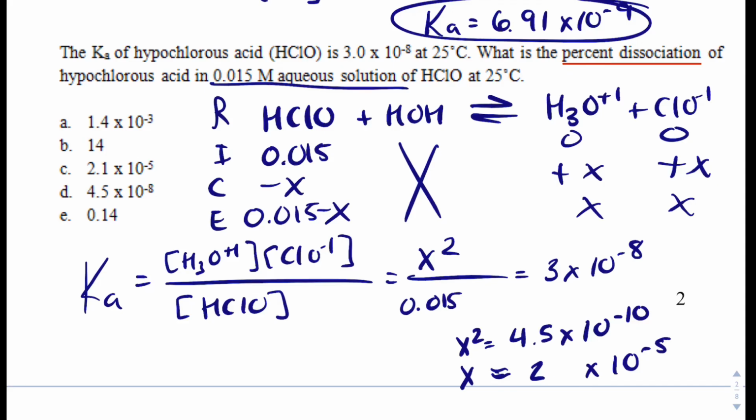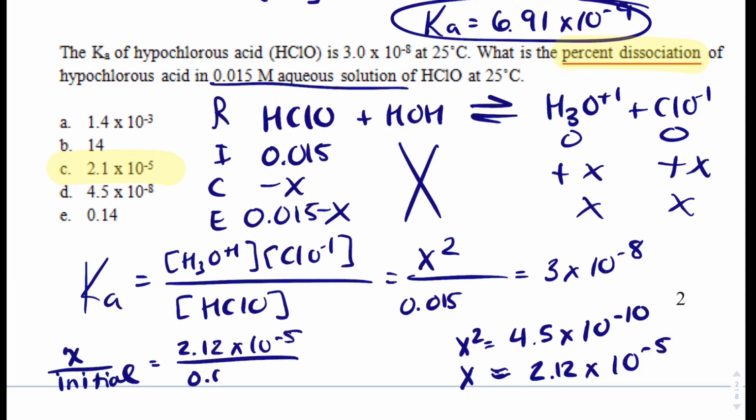And it's 2.12. But notice, here's why AP Chemistry is so hard. That's an answer, but that's not the percent dissociation. The percent dissociation is your x divided by initial, and x represents how much actually broke apart. So we just want to know how much broke apart divided by the initial. So we're going to take 2.12 times 10 to the minus 5, divide that by 0.015, and times it by 100 to turn it into a percent. Let's see what we get.